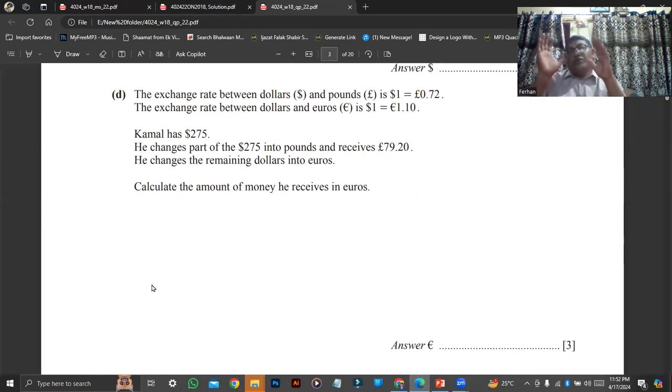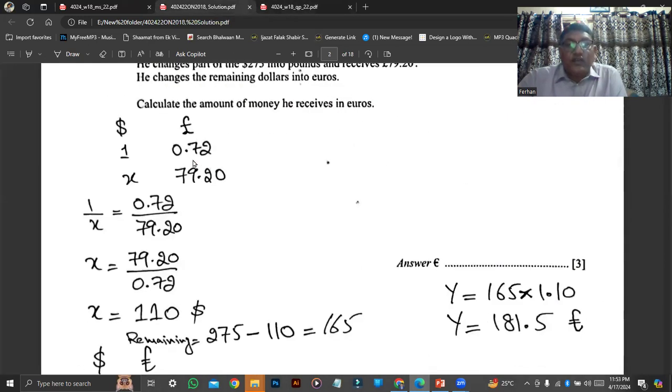Okay, so basically the exchange rate between the dollars and the pounds is given. He got 79.20 pounds. So from there, I will try to find out how many dollars they converted into pounds. Once I know that amount of dollars from $275, I will subtract it, and then I will convert the remaining dollars into euros. So let me show you.